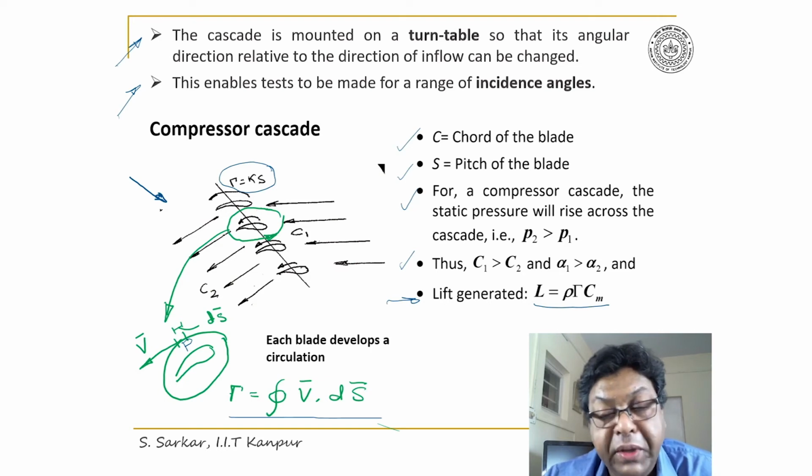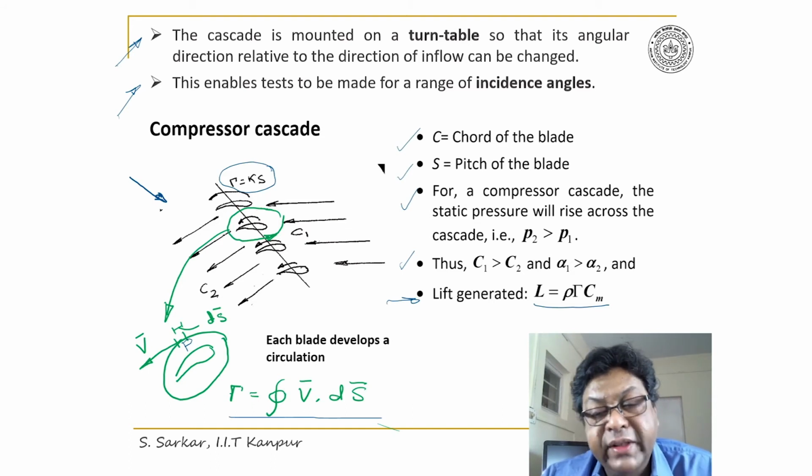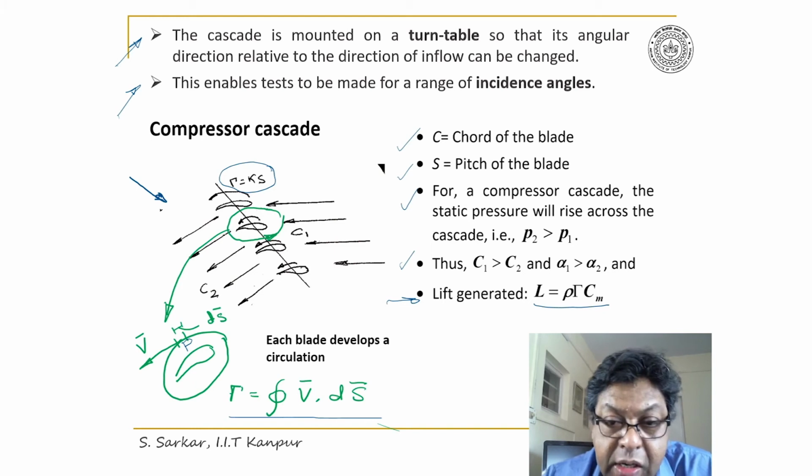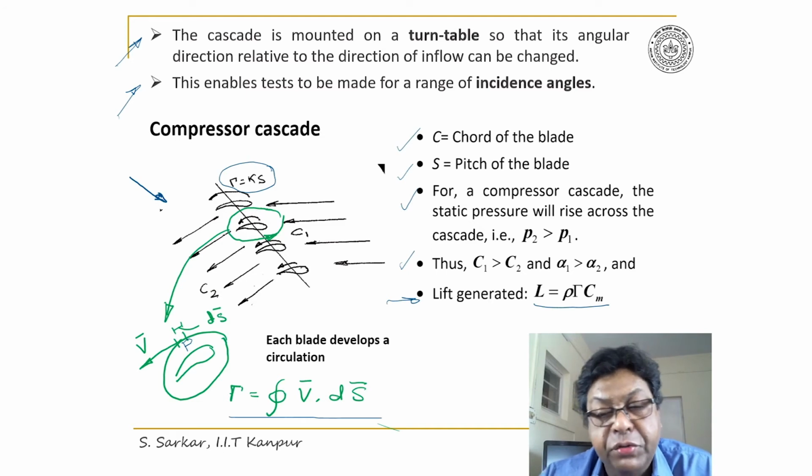Cm is the vectorial mean velocity that I'll define in a minute, and rho is the air density. I have stated here some important points, where C is the chord, being the approximate length of the blade, and S is the pitch, being the circumferential distance between two neighboring blades. Also, since it's a compression cascade, P2 will be greater than P1, C2 will be less than C1, and alpha 2 will be less than alpha 1.